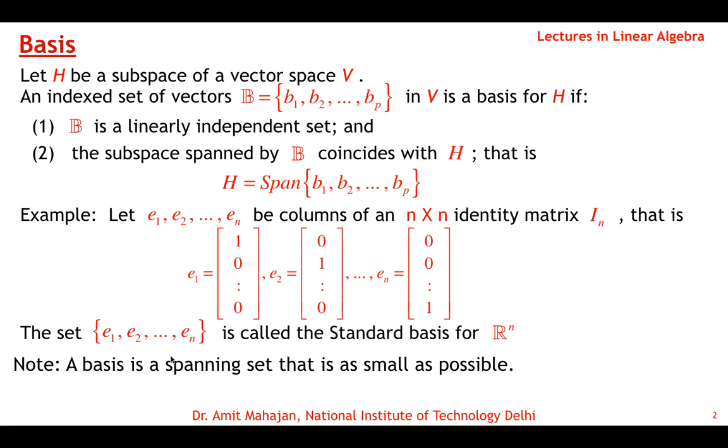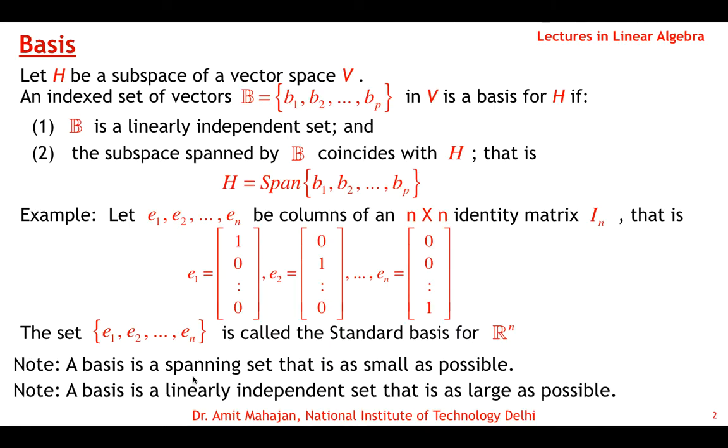Okay, so it is the smallest spanning set. Similarly, a basis is a linearly independent set that is as large as possible. So it is the largest linearly independent set. That means if you add one more vector to this set, then this set will no longer remain linearly independent. It will become a linearly dependent set.